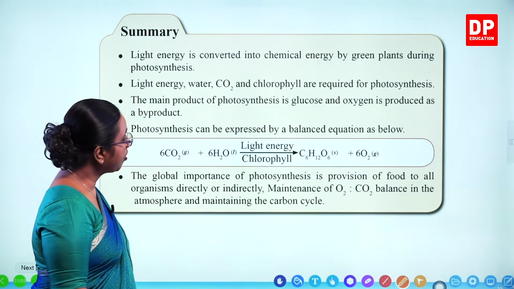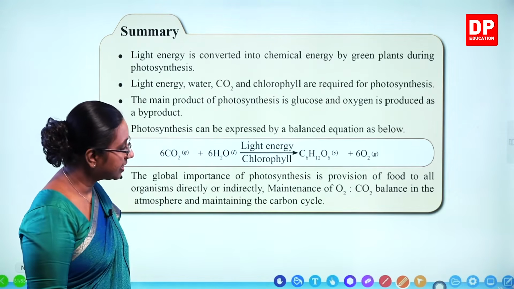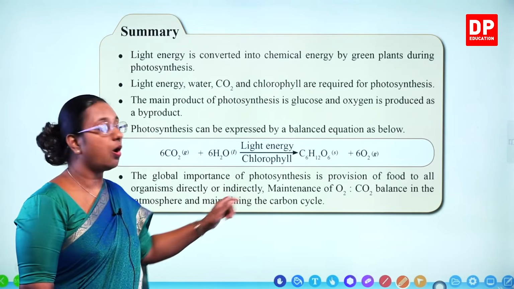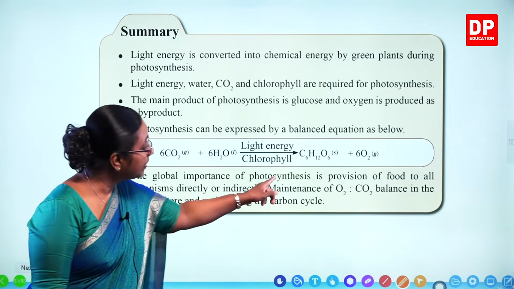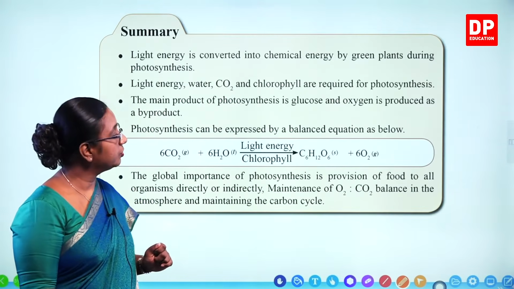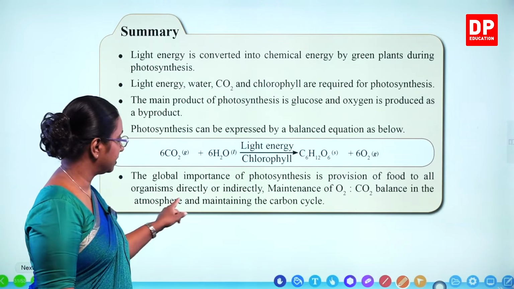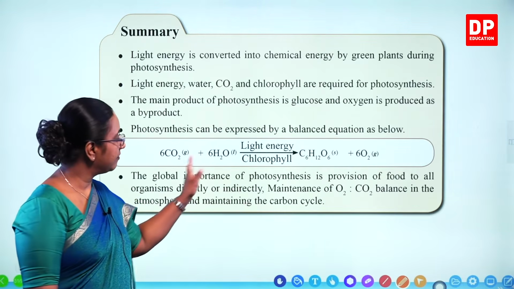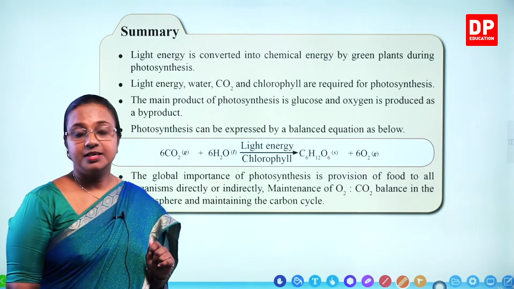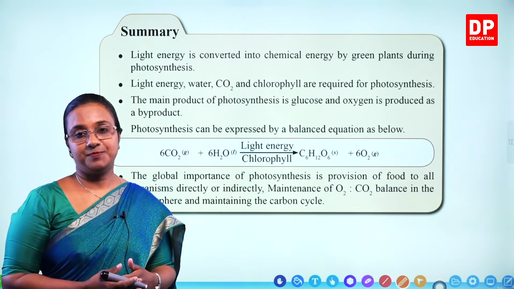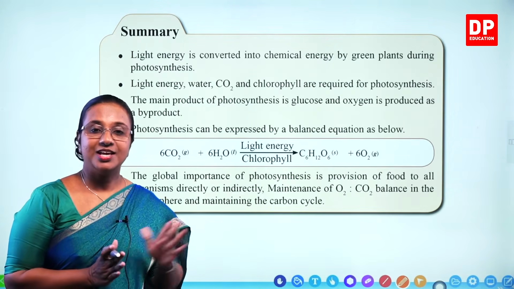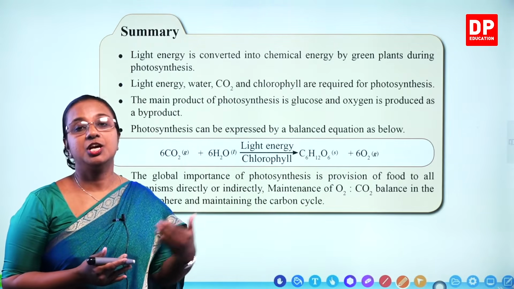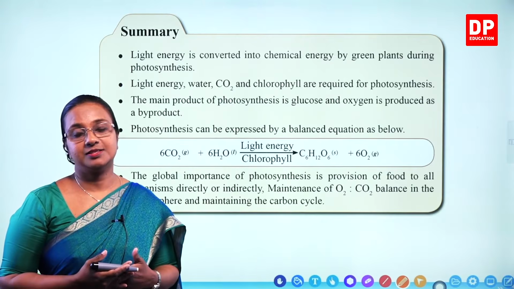The global importance of photosynthesis is provision of food to all organisms directly or indirectly, maintenance of O2-CO2 balance in the atmosphere, and maintaining the carbon cycle. We have discussed these significance previously. So students, with that, I have completed the discussion on photosynthesis.